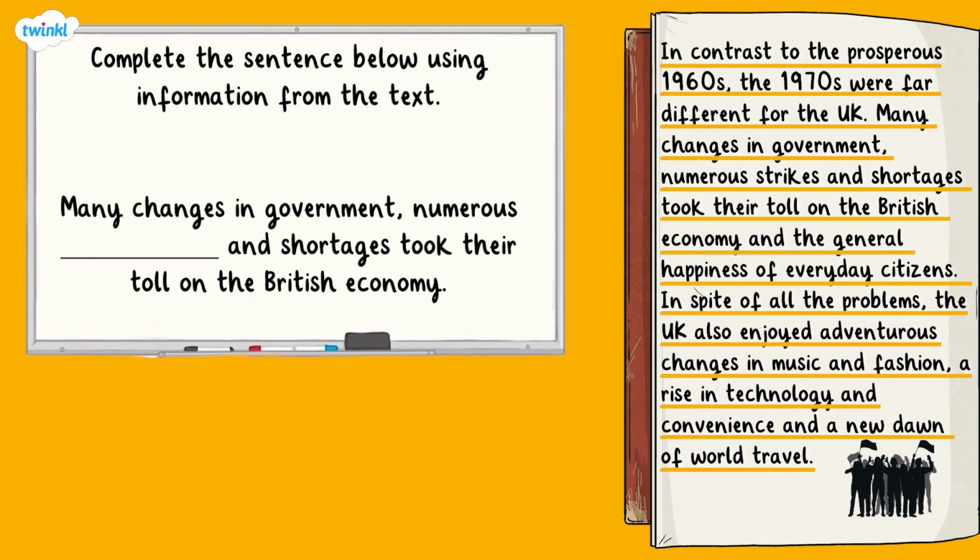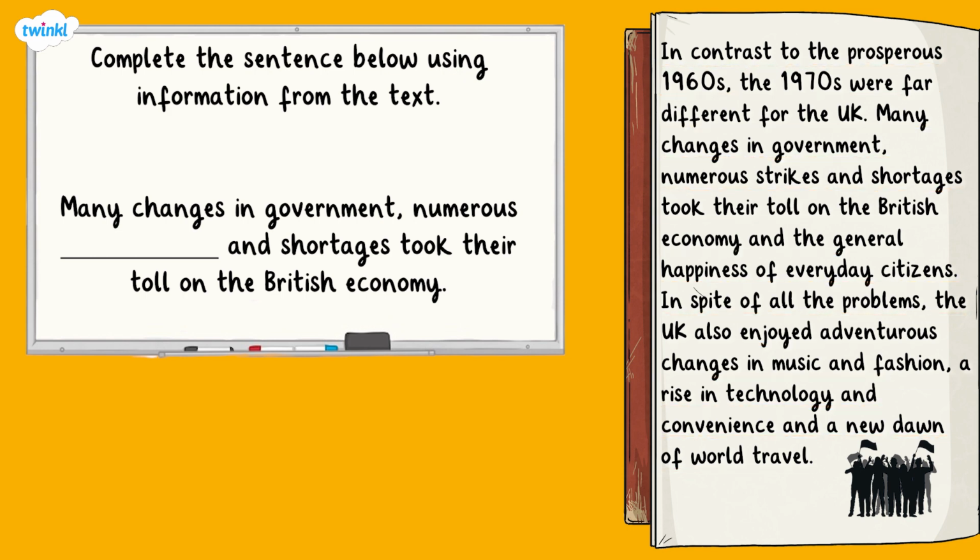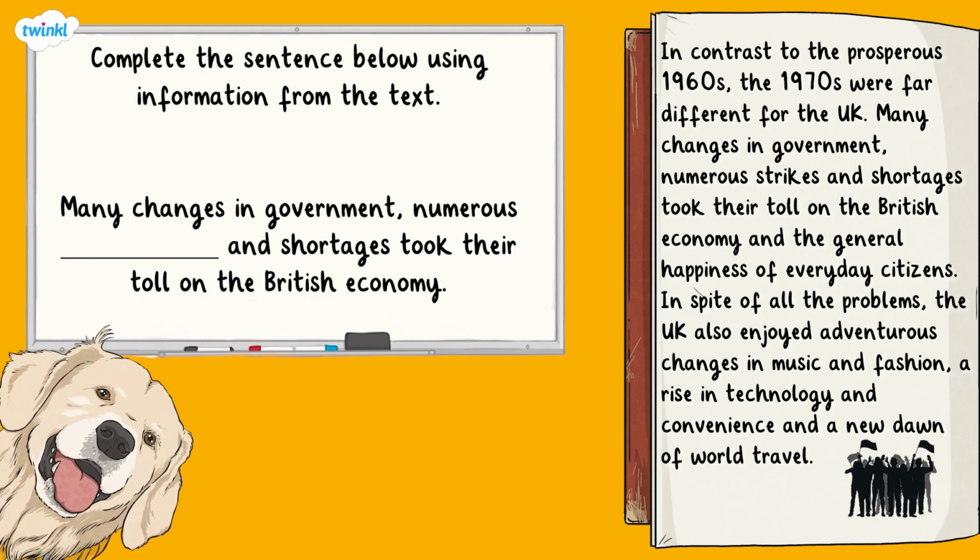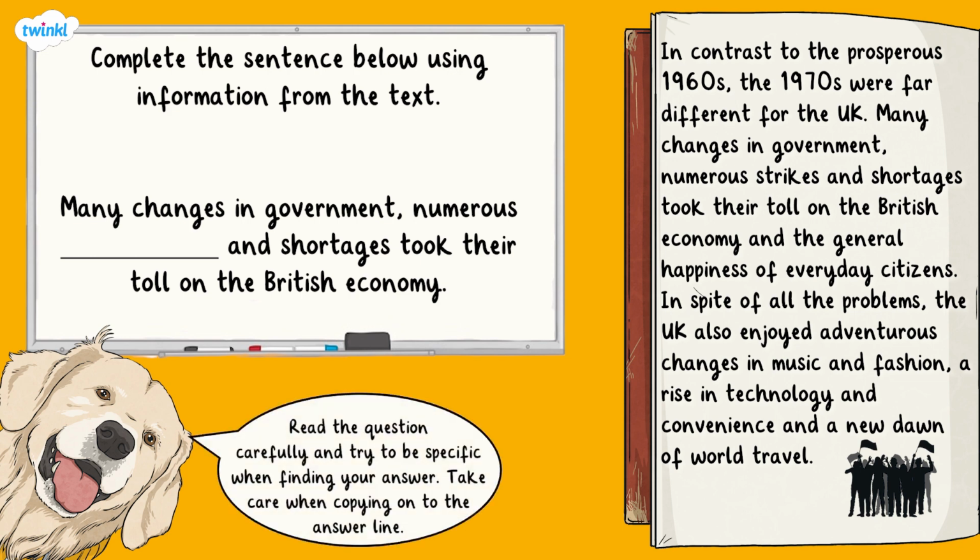Complete the sentence below using information from the text. Many changes in government, numerous blank and shortages took their toll on the British economy. This is a retrieval question because all we have to do is find the correct part of the text and copy the correct word into the gap. We can call on Retrieval Rex's techniques to help us to answer this question. We need to look back in the text and scan until we find the correct section. We can copy the correct word in the gap. Well done if you spotted that the correct word was strikes.